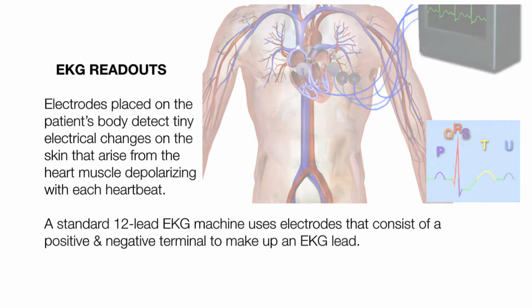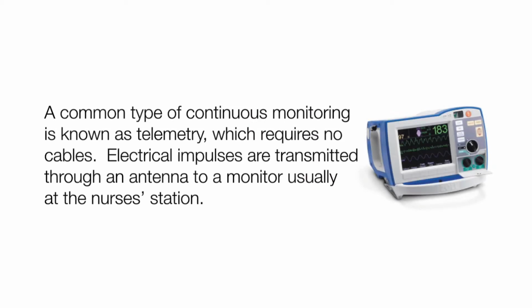A common type of continuous monitoring is known as telemetry, which requires no cables. Electrical impulses are transmitted through an antenna to a monitor, usually at the nurse's station. EKG tracing is recorded on graph paper divided into millimeter squares.